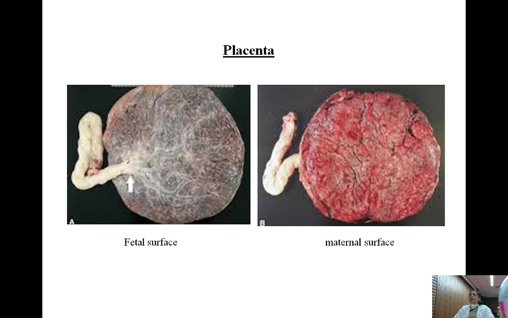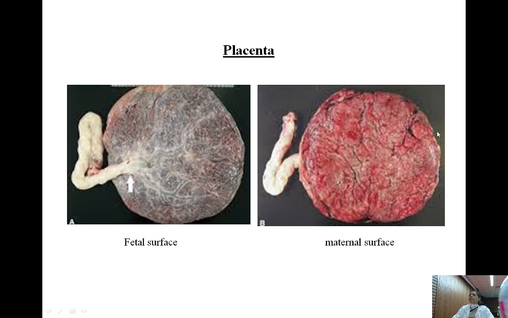Now in the placenta, when you see it, you will see it has a shiny surface, that is the fetal surface, and a rough surface, brown in color, that is the maternal surface. And why is the fetal surface shiny? Because it is covered by a membrane, and that membrane is the amnion. On the fetal surface, the umbilical cord is attached. Usually it is attached to the midline, in a slightly eccentric position.